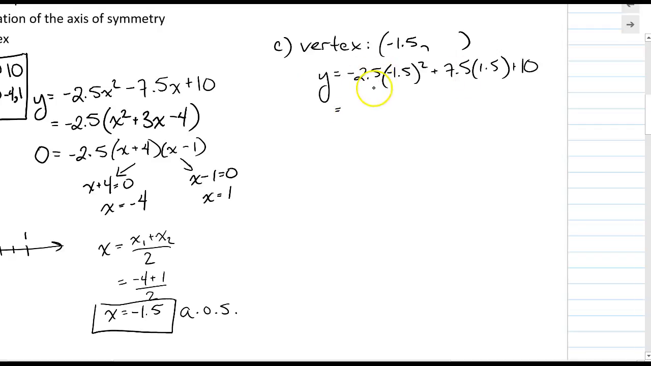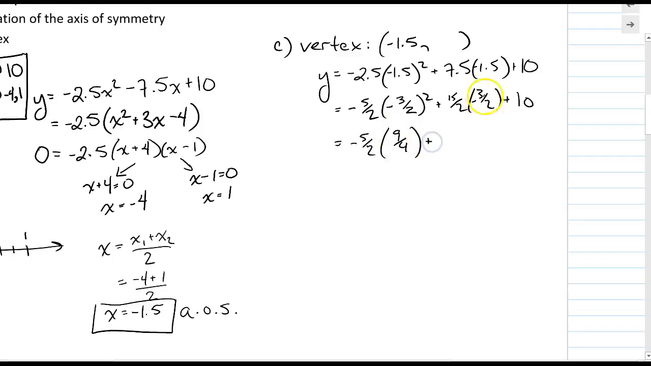I'm going to convert these to fractions just because I prefer dealing with fractions if I can. And I do this because I like mental math, not because I actually like fractions. Let's just be clear on that. Okay, and from here, I solve. Negative 5 over 2 times 9/4 plus, it's going to be 15 times 3 is 45, okay, but it's positive times the negative, so I'm actually going to be subtracting, plus 10.